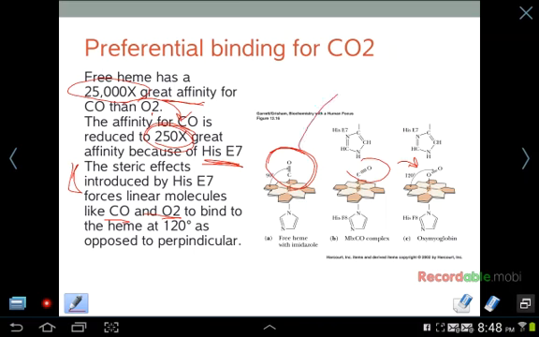However, as we can see, carbon monoxide still has a 250 times greater affinity for binding than oxygen, and this is how we can get, why did I put CO2? It's carbon monoxide, right? So this is how we can get carbon monoxide poisoning, because oxygen cannot come in and displace the carbon monoxide if the carbon monoxide concentration gets too high.